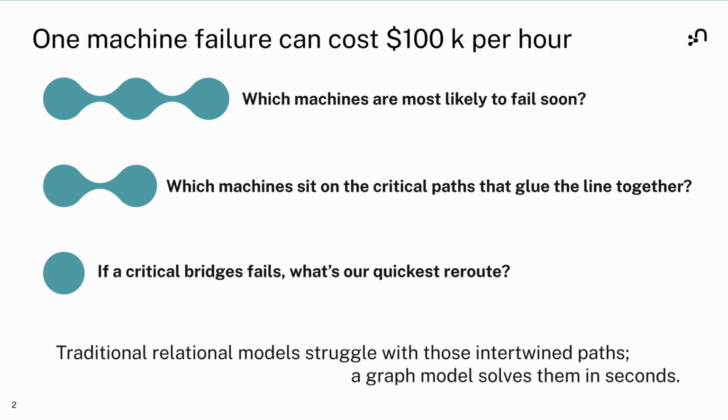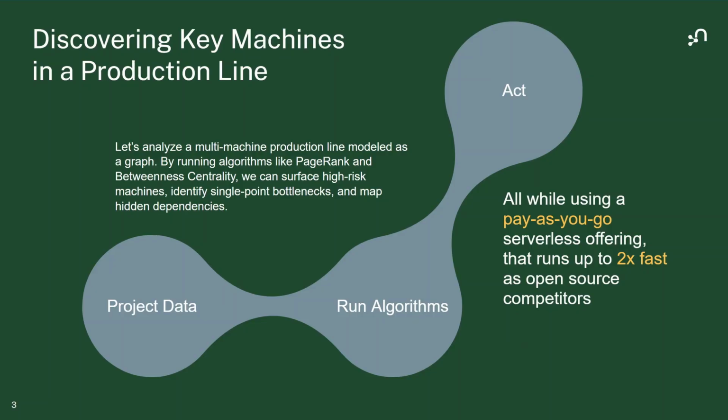Luckily, we can use Graph Analytics to answer questions like, which machines are most likely to fail soon? Which machines sit on critical paths that glue the line together? And if a bridge machine fails, what's our quickest reroute? While traditional relational models struggle with those intertwined paths, a graph model solves these problems in seconds.